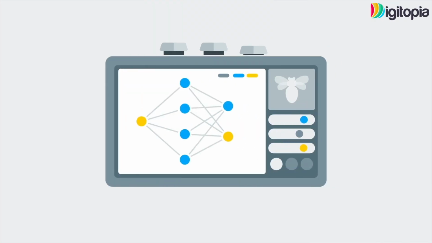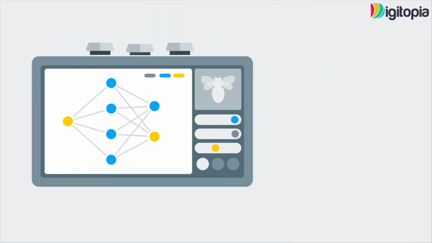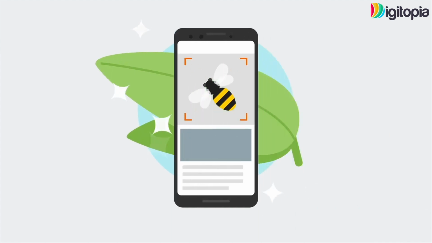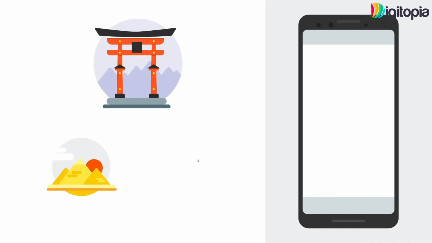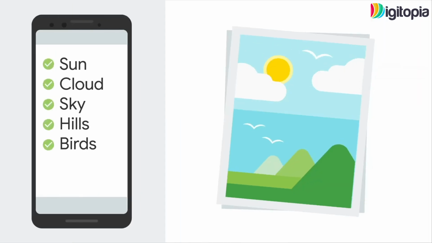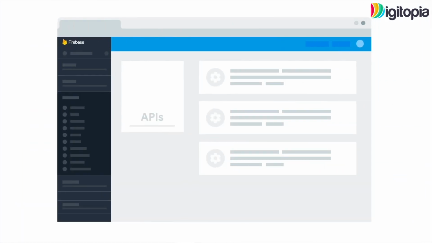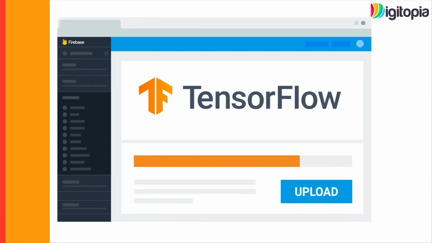The features of MLKit can be divided into 3 parts: vision APIs for image and video analysis, natural language APIs for text identification and translation, and custom development APIs for building and deploying custom models powered by Tensorflow Lite.